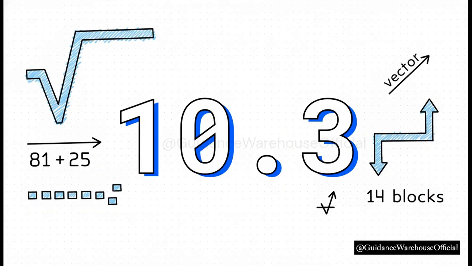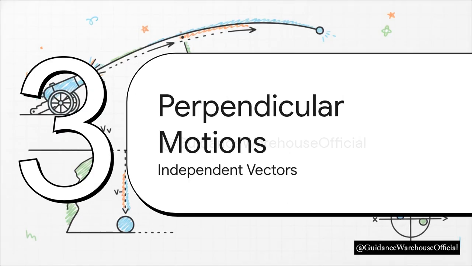Wait, let's pause right here for a quick check. If you calculate the square root of 81 plus 25, you get exactly 10.3 blocks. We're using 10.3 because we maintain 3 significant figures for scientific precision, meaning that 9 blocks is mathematically treated as 9.00. Notice how this straight-line displacement of 10.3 blocks is considerably shorter than the 14 blocks you actually had to walk.